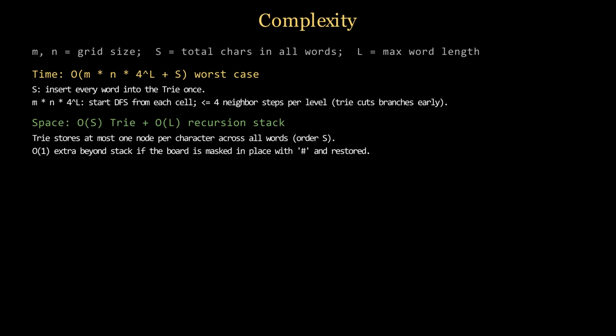The tree prunes impossible next letters, so practice is often better. Space is O of S for tree nodes plus O of L for the recursion stack. If you mutate the board with a hash mask and restore, extra space beyond the stack is constant.